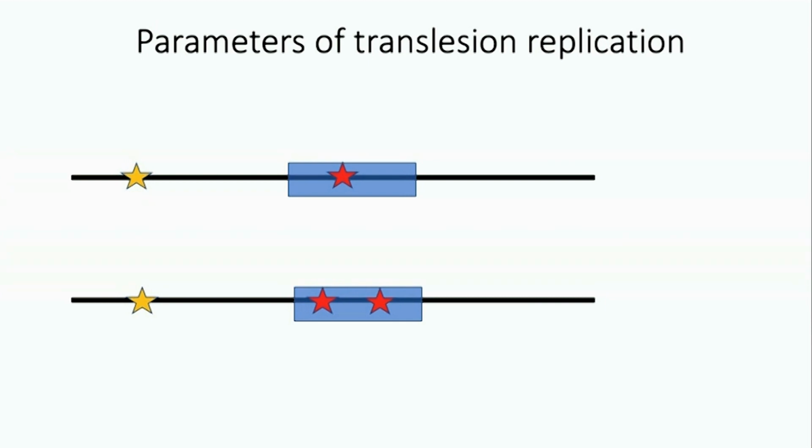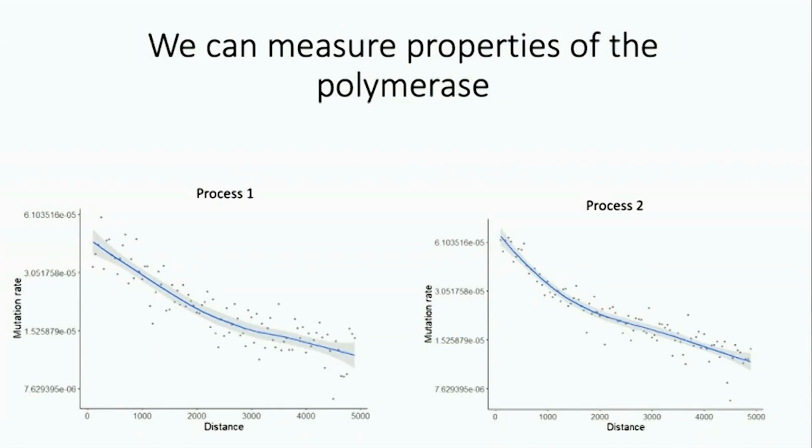The ratio between these two scenarios gives you exactly the mutation rate within the region. So you actually can measure properties of the protein that generate these mutations just from population data. For example, you cannot measure point mutation rate from the polymorphism data, but you can measure the mutation rate by the translesion polymerase.